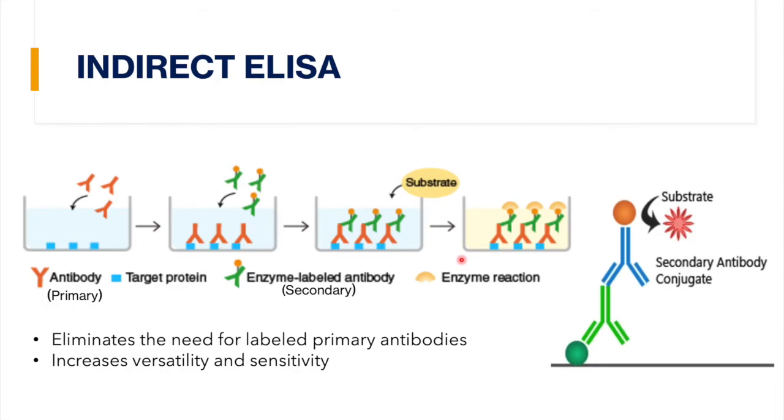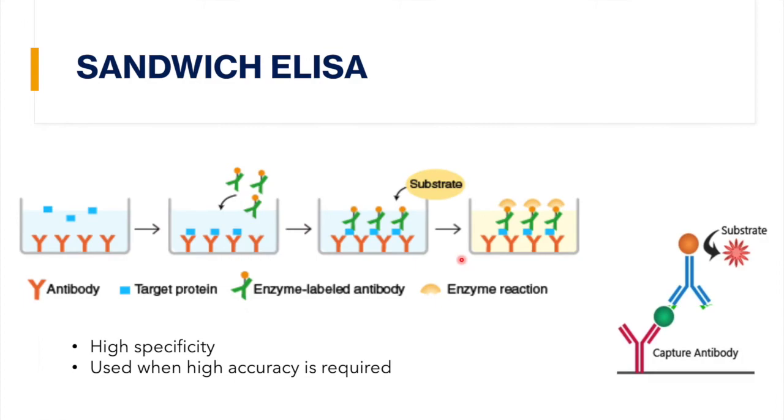This increases versatility, as secondary antibodies can detect multiple primary antibodies at the same time if designed to do so. This also increases sensitivity, as the primary antibody is better at detecting the antigen without the burden of the linked enzyme. Another variation of ELISA is sandwich ELISA.